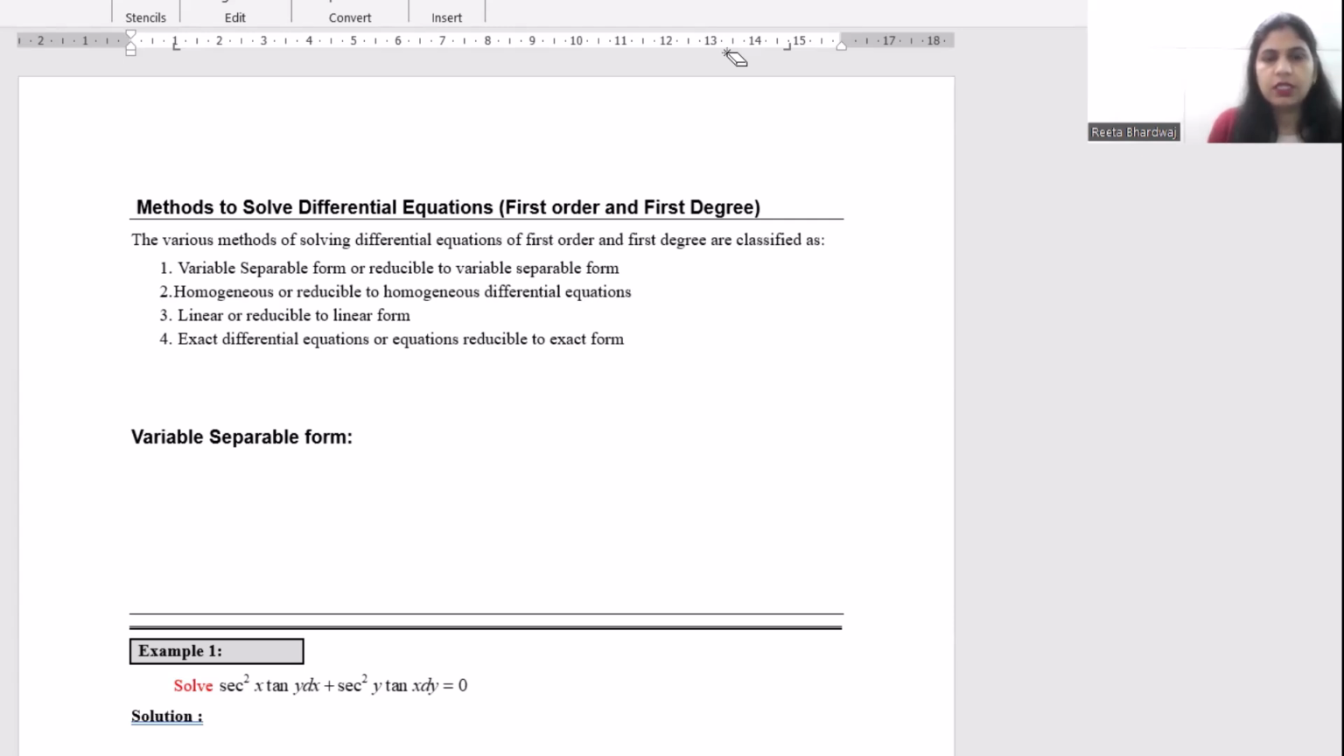first degree. So these are the various methods to solve a differential equation: variable separable form or reducible to variable separable form. The second is homogeneous or reducible to homogeneous differential equation. The third one is linear or reducible to linear form. And the last one is exact differential equation or equations which are reducible to exact form. So we will discuss all these methods one by one.